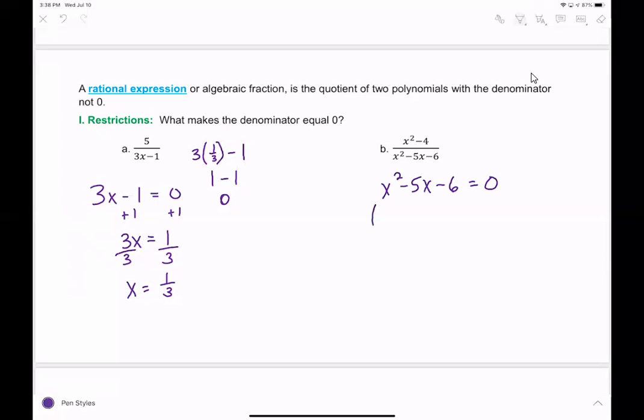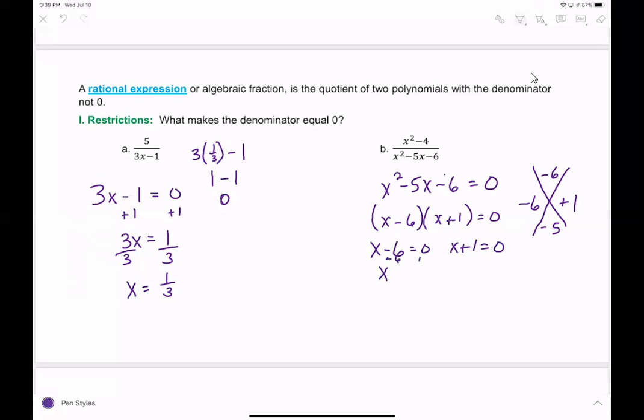Well, this particular one we're going to factor. What will multiply to -6 and will subtract to -5? Well, that's going to be a -6 and a +1. So I'm going to factor into x minus 6 and x plus 1 equal to 0. Then you take each factor, set each factor to 0, and this will give us the numbers that are our restrictions. So our restrictions here are 6 and -1.